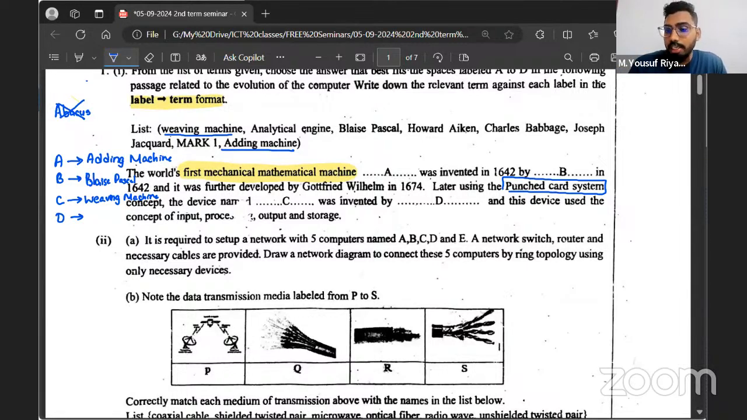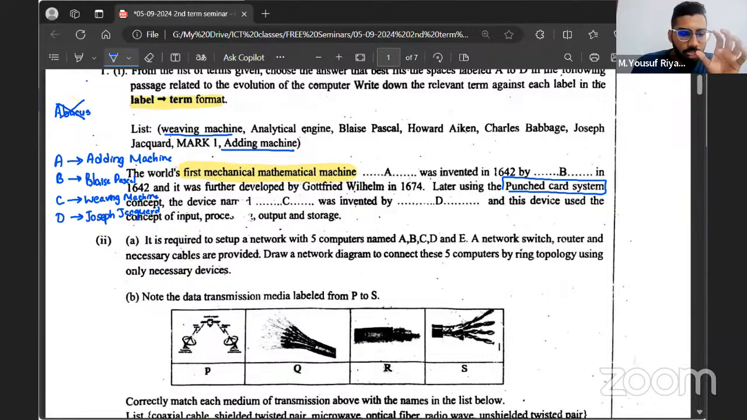Exactly. To store the designs, patterns, and all these things in those clothes, that was why this punch card was used. And it was invented by whom? Yes. The punch card system was invented by Joseph Jacquard. Okay, so Joseph Jacquard is a person who invented this mechanical loom.